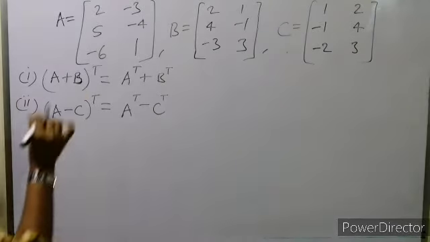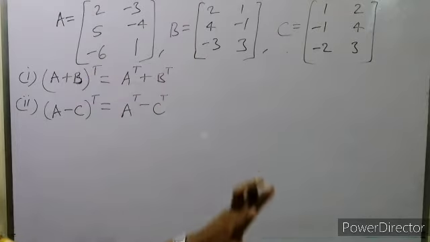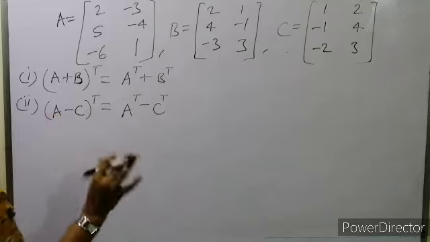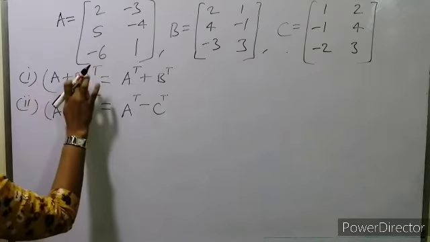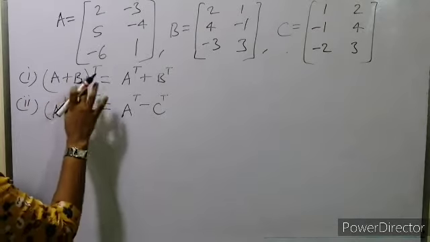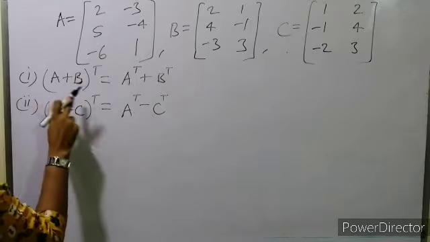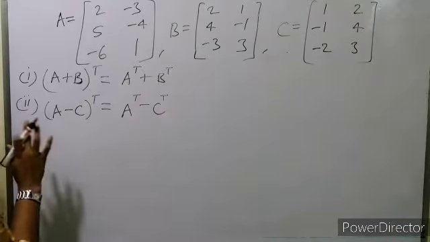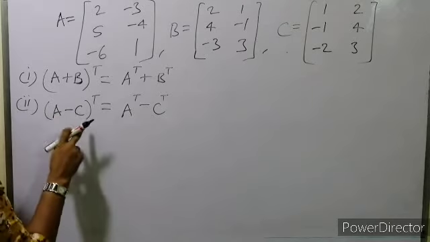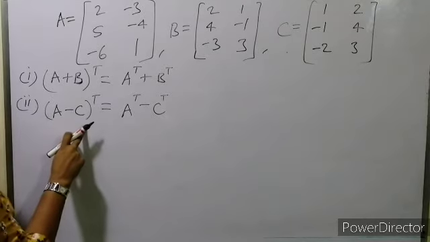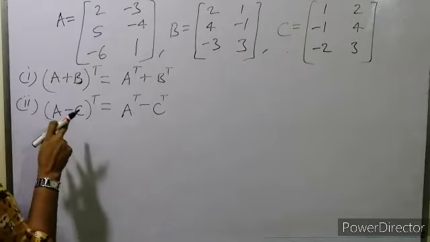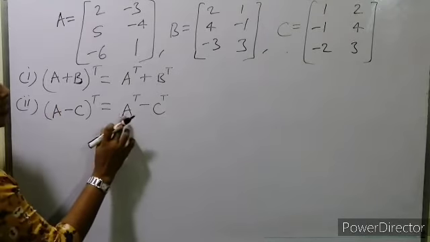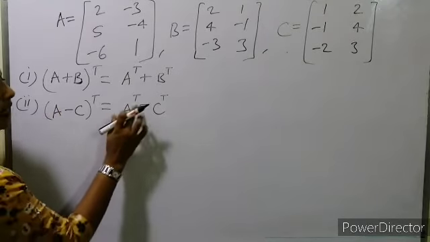The question is given: A, B, C, three matrices are given, and two things we have to prove. First, the transpose of A plus B is equal to A transpose plus B transpose. And second, the transpose of A minus C, the transpose of the difference of A and C, will be equal to A transpose minus C transpose.